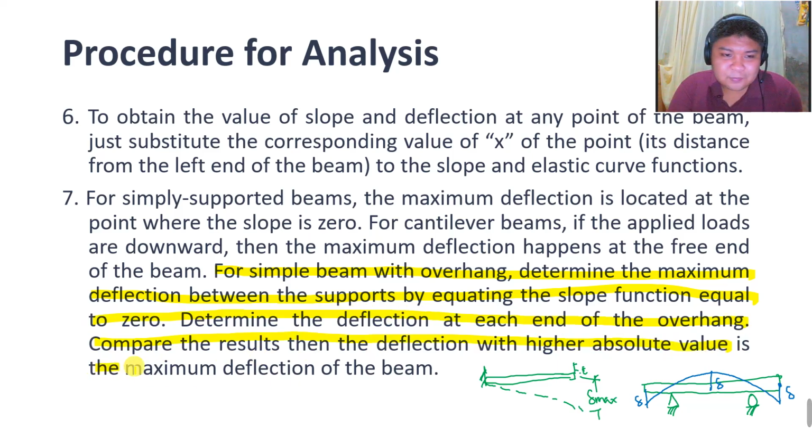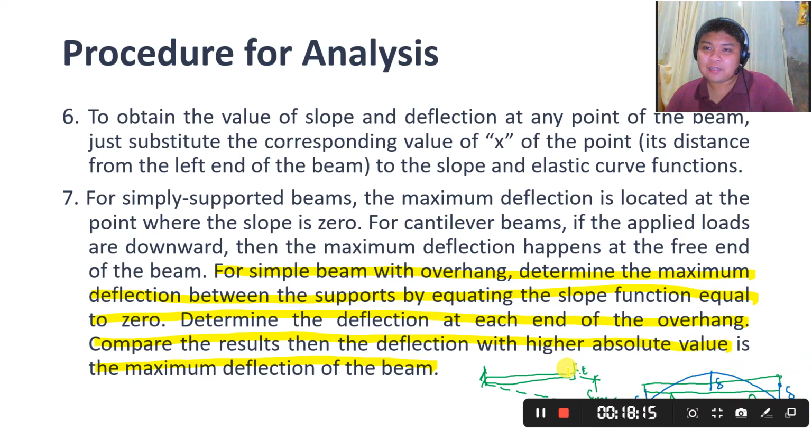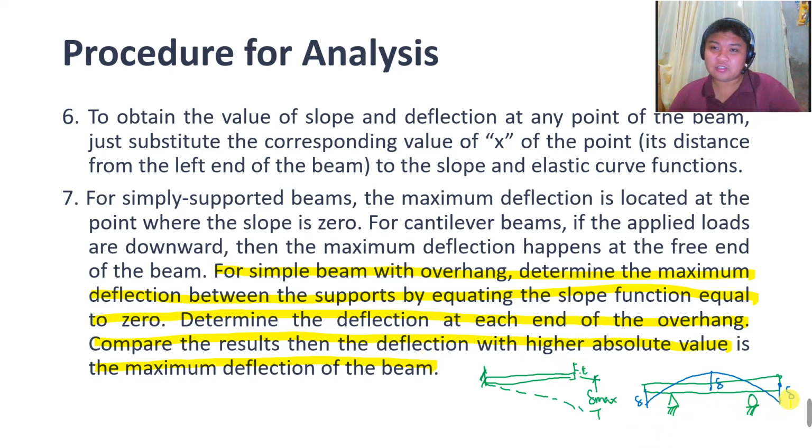So, iyan, no? Basahin ko ulit. For simple beam with overhang, determine daw the maximum deflection between the supports. So, kung may dalawang support, para mahanap mo ito class, i-set mo muna daw yung slope equal to zero. Pero, kailangan mo pa rin mahanap yung deflection doon sa left overhang end and sa right overhang end. Kung sino sa kanilang tatlo, yung mas malaki, so yung may malaking absolute value, yun yung maximum deflection. Okay? While sa cantilever, there is no choice, sa free end agad.